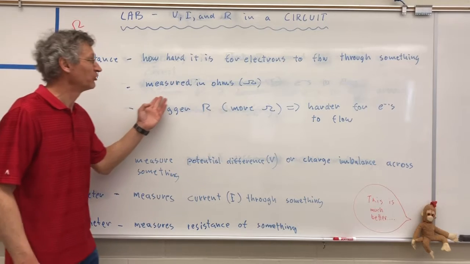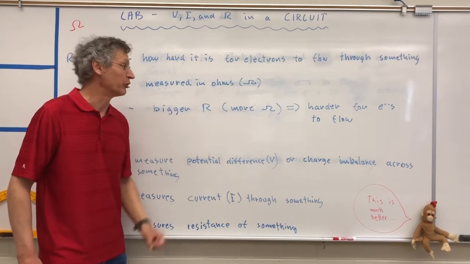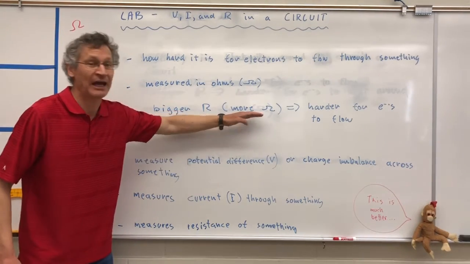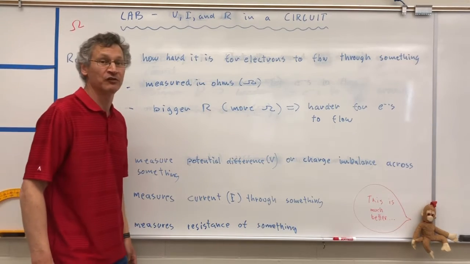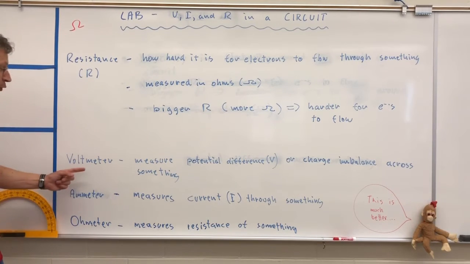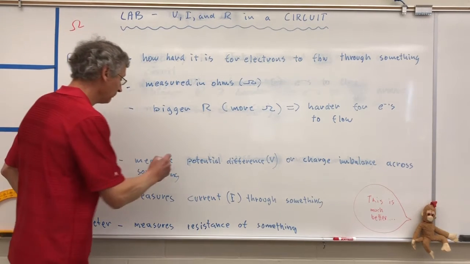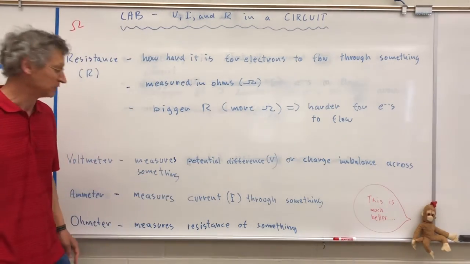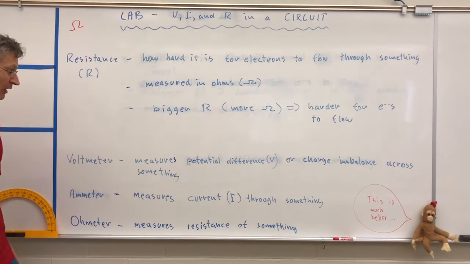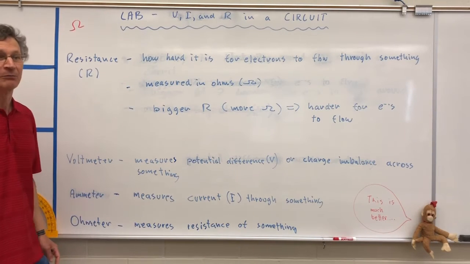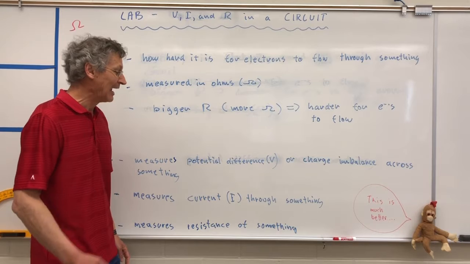And resistance is measured in ohms, which is abbreviated with the Greek letter omega. And of course, the bigger the resistance or the more ohms something has, the harder it is for electrons to flow through it. Now, when we do the lab, we're going to be using a voltmeter. And a voltmeter, as you can imagine, measures the potential difference or the charge imbalance across something. We're going to be using an ammeter, which measures the current through something, and it's called an ammeter because it usually measures the currents in amps.